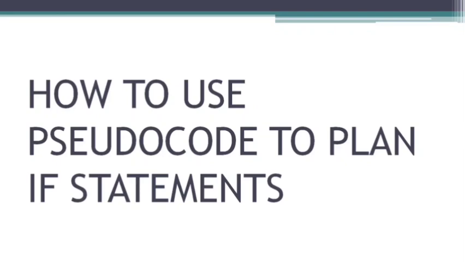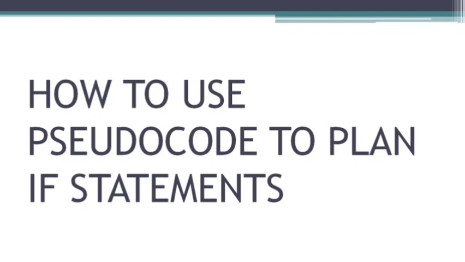How to use pseudocode to plan if statements. If statements are usually used to make decisions in your code and to check where the control of the program goes. But sometimes the decision making part might be complicated and you need to plan where you lay your if statement and how to segregate the conditions.